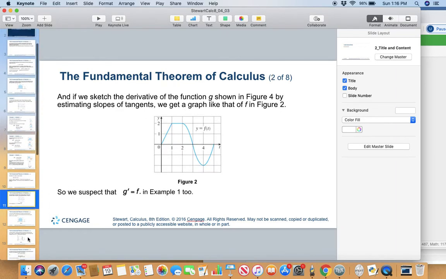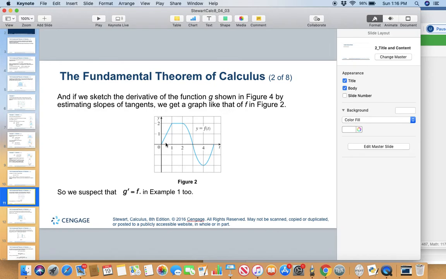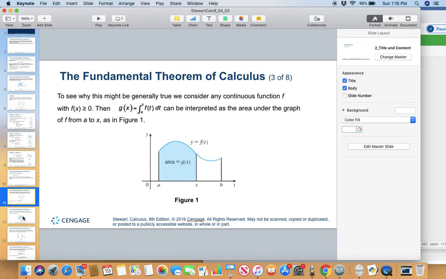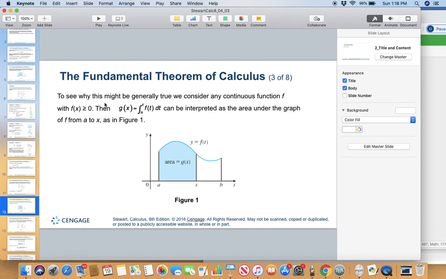All right. And if we sketch the derivative of the function g, we will get a graph like in figure 2, right? So, why this might be generally true, we consider any function f. This is a good result. Assume your f is greater than or equal to 0. Let g be the function area so far. So as x changes, my area will change. So g(x) is the integral from a to x of f(t) dt. It's the area under the graph of f from a to x.